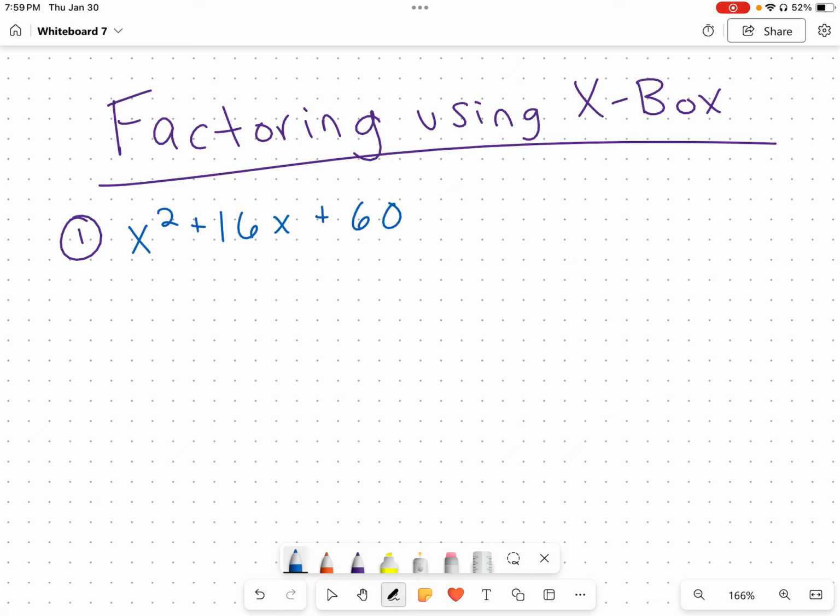Let's do a short review on how to factor using the Xbox. So go ahead and write this down in your journal or on a sheet of notebook paper if you don't have your journal in front of you. So x squared plus 16x plus 60. Make sure you have that written. You can pause it. Okay, so let's go ahead and look at it.